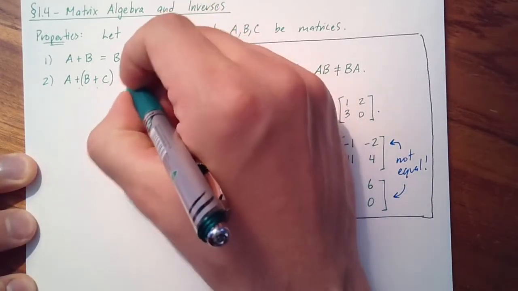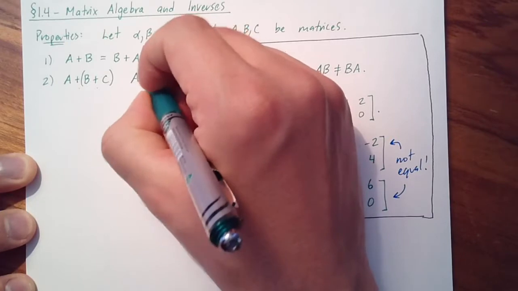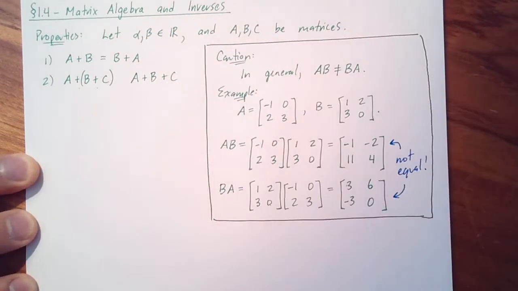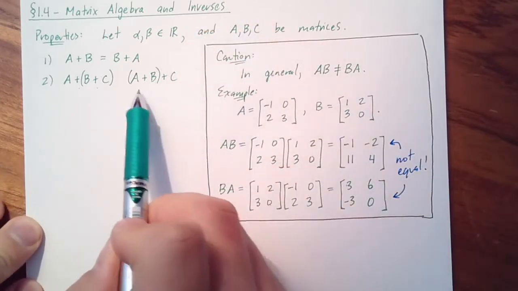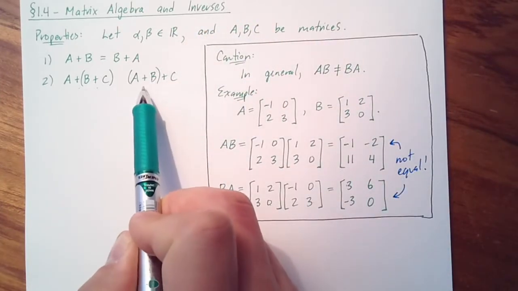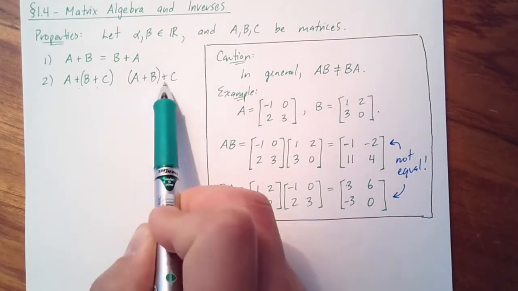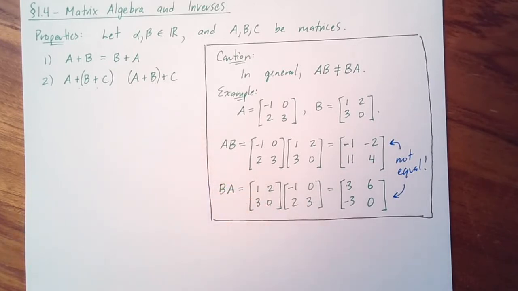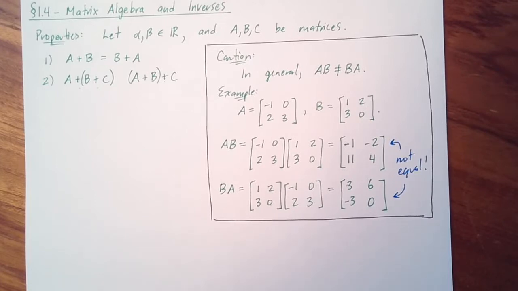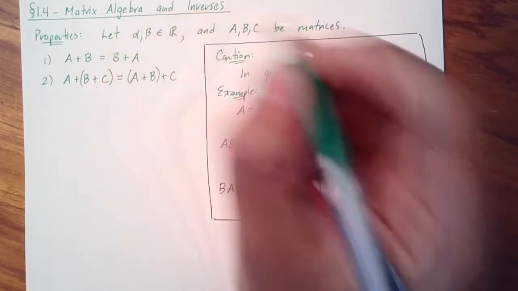Another option, let me just write A plus B plus C again. Another option would be to add up the A and the B first instead. So first perform this addition, and then whatever the result is, now that's a single matrix I can add to C. So that's a choice you have to make at this point. Which one are you going to do? Now it turns out that it won't matter. They will give you the same result either way.